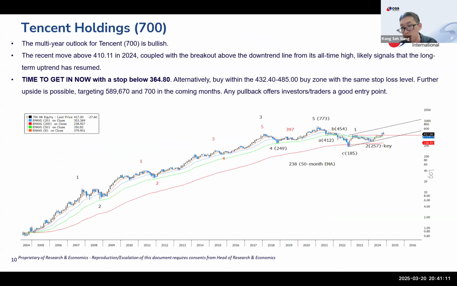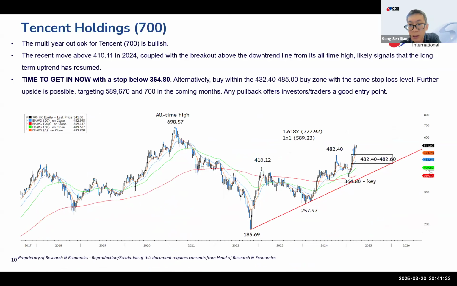The movement from the 2023 low, you can also see a new structure of higher highs and higher lows that suggests the trend is resuming to the uptrend. You can zoom in here and clearly see the nice structure. Any pullback to this 432 to about 482 level is a nice entry level for Tencent. Long term, it has targets of about 589, 670, and 700 over the next few months. We're still expecting more upside as this uptrend slowly chugs along.